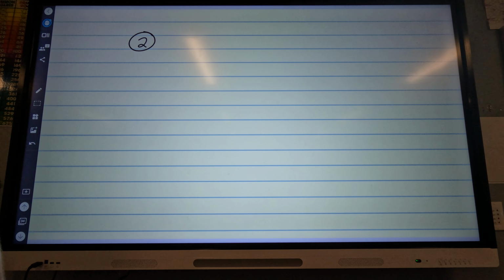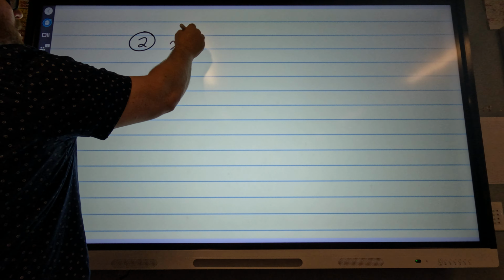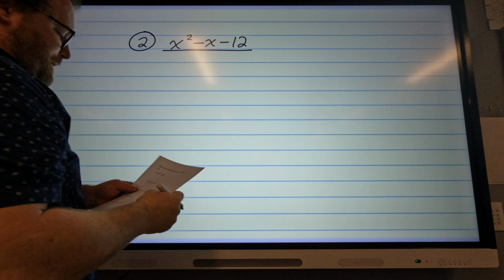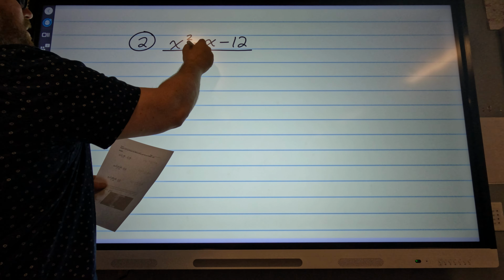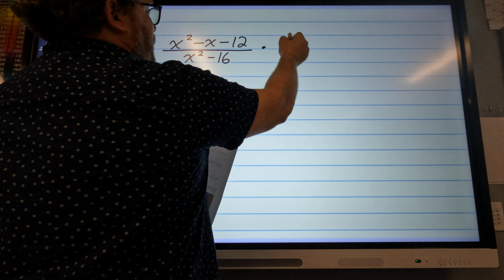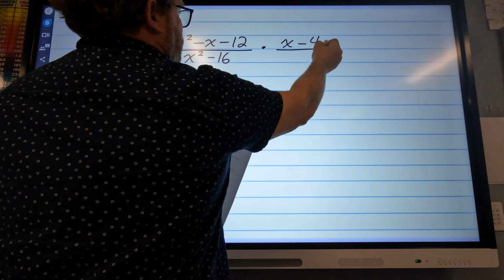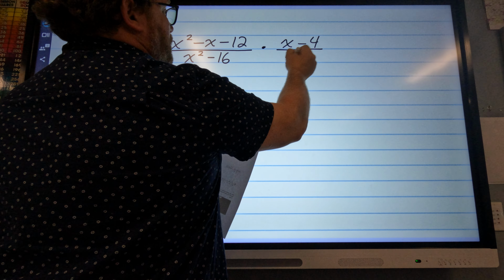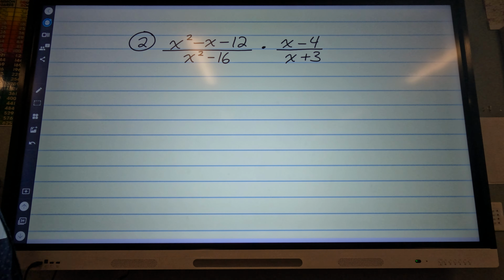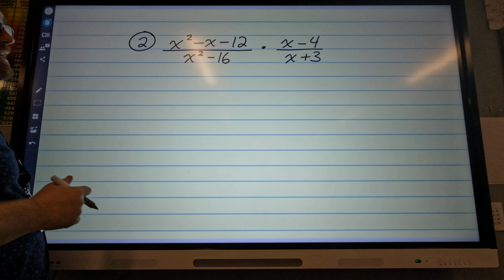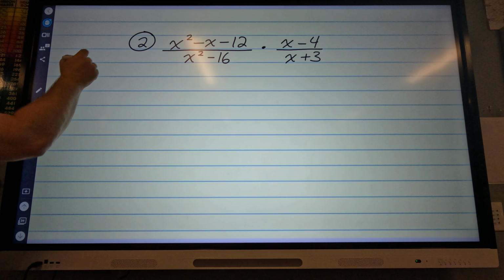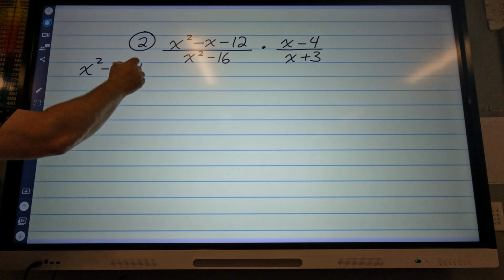Problem 2, we have x squared minus x minus 12 over x squared minus 16 times x minus 4 over x plus 3. Okay, so the top here is x squared minus x minus 12. Well, let's bring that over here. So x squared minus x minus 12.